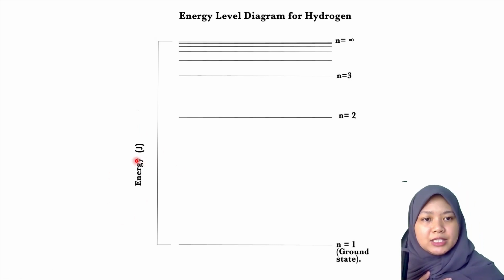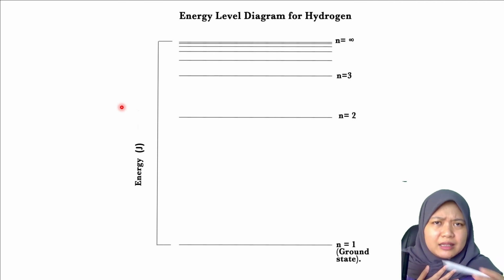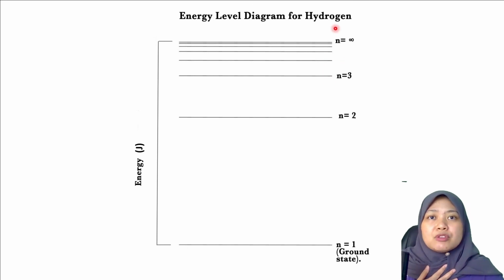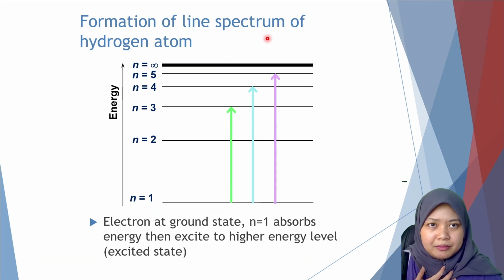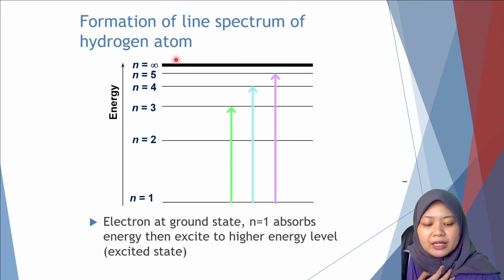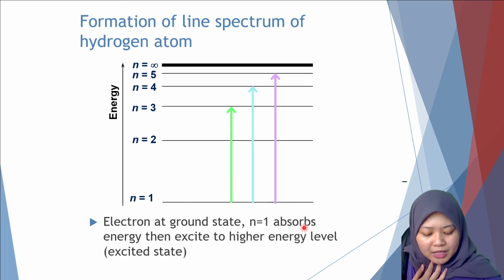Y-axis adalah energy, dia tak ada x-axis, dia hanya ada y-axis sahaja. Okay, sebab ini adalah keratan rentas orbital tadi. Label lah, n equal to 1, n equal to 2, 3 and so on. Depends on the question. This one explaining the formation of line spectrum. Sama seperti apa Madam cerita dekat gambar line spectrum tadi tu. Electron at ground state, n equal to 1. Obviously sebab hydrogen atom, elektron dia memang duduk kat n equal to 1. Absorb energy then excite to higher energy level, excited state.